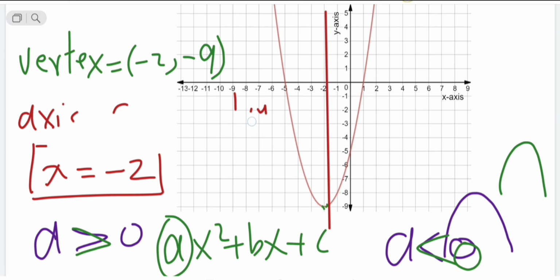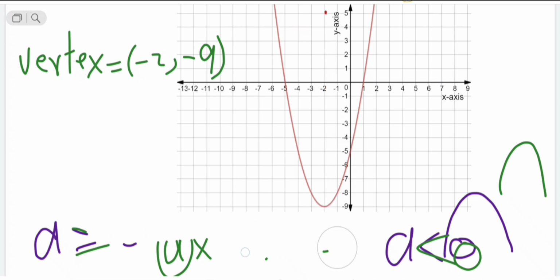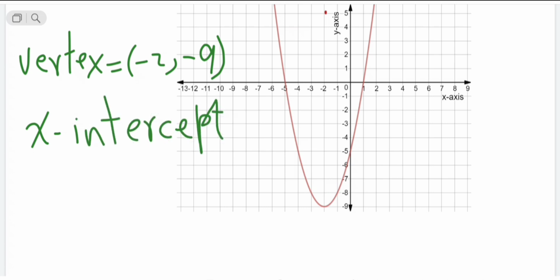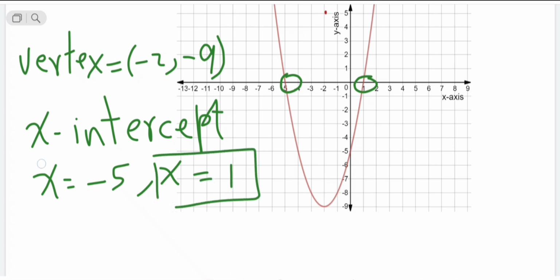Then after that, x-intercept and y-intercept. Okay, let me erase this one. X-intercept in the graph is very clear and easy to find. X-intercept is where the graph crosses the x-axis. This is the x-axis. Where it crosses the x-axis, that is the x-intercept, x equal -5 and x equal +1. So these are the two values of x where the graph crosses the x-axis.